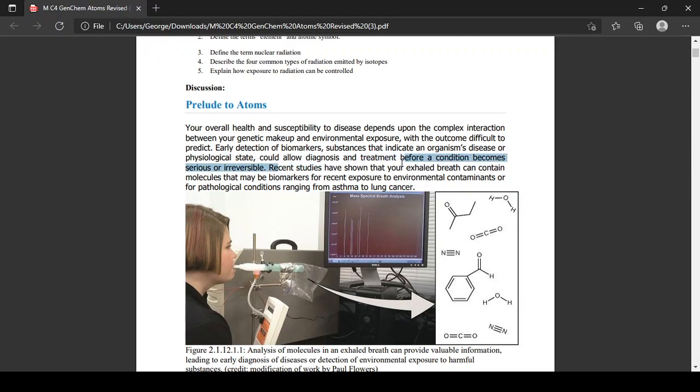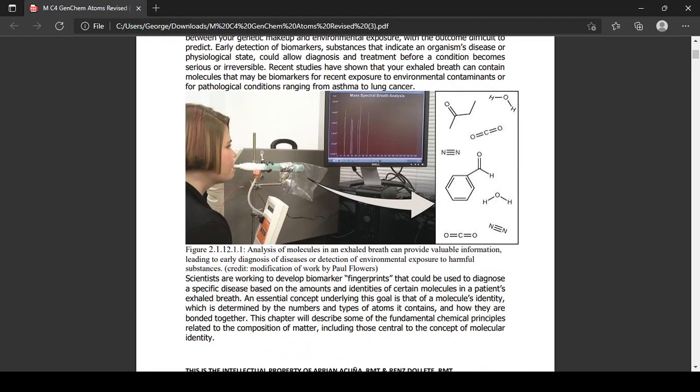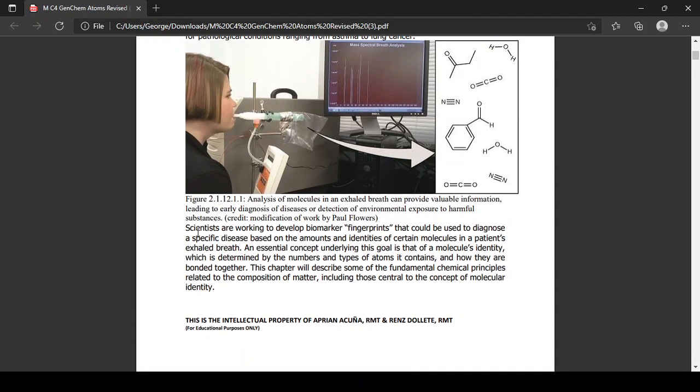Recent studies have shown that your exhaled breath can contain molecules that may be biomarkers for recent exposure to environmental contaminants or for pathological conditions ranging from asthma to lung cancer. Scientists are working on developing biomarkers for your fingerprints that could be used to diagnose a specific disease based on the amounts and identities of certain molecules found in a patient's exhaled breath.